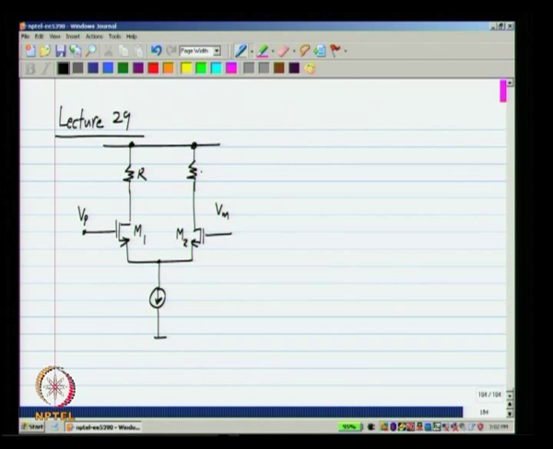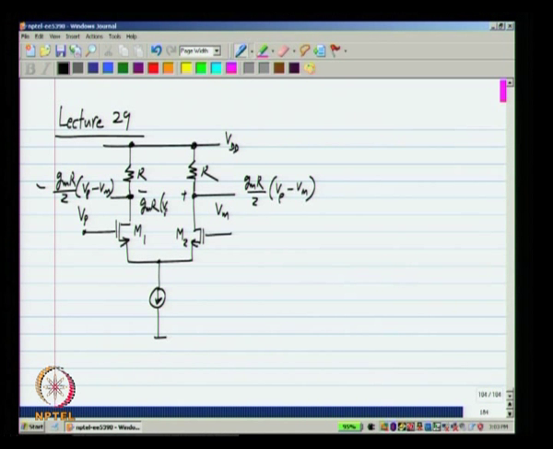I will show a case where both sides are loaded by a resistance R. In this case what happens is that on the right side we will get Gm R by 2 times Vp minus Vm, and on the left side we get Gm R by 2 times Vm minus Vp. And the difference voltage between these two is Gm R times Vp minus Vm.